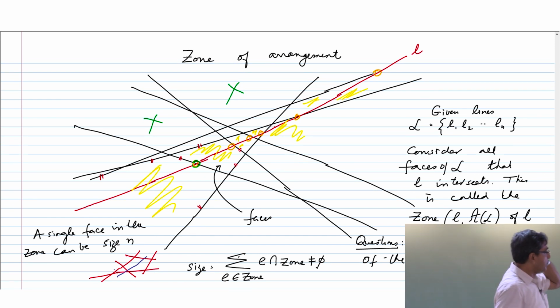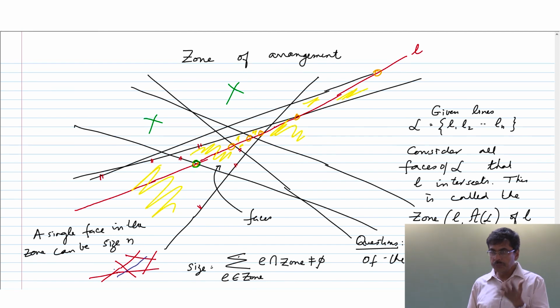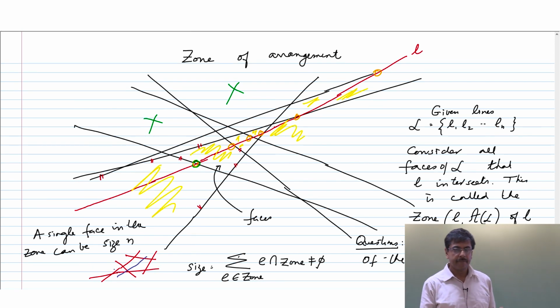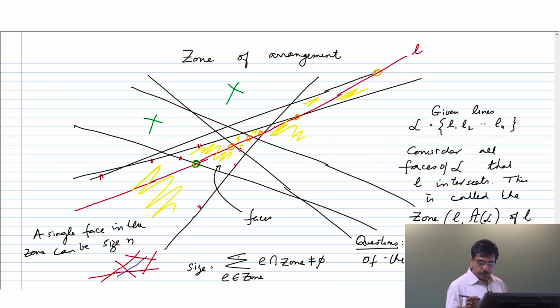Now, if I use that bound, then the size of the zone would be n times n, because no face can be more than n, and there are n faces. So that will give you n square. Okay? But let me give you a surprise. The size of the zone turns out to be order n. It's linear. Okay? So that proof I won't be able to give now. Maybe I will do it in the afternoon tutorial session. Okay? I'll give you a proof of that. So this is where I will end. Theorem.